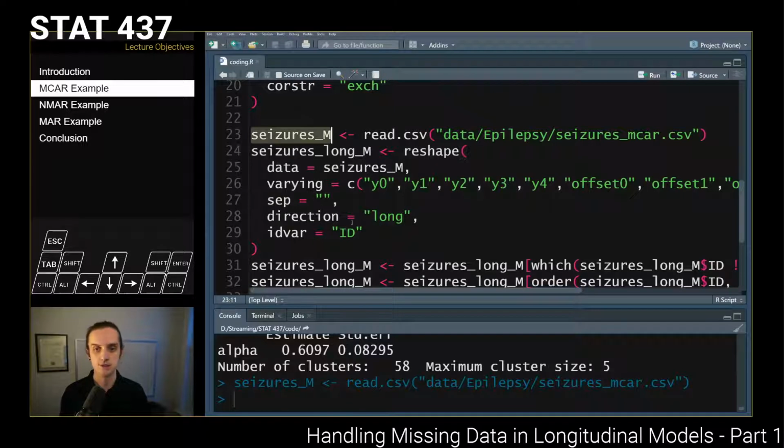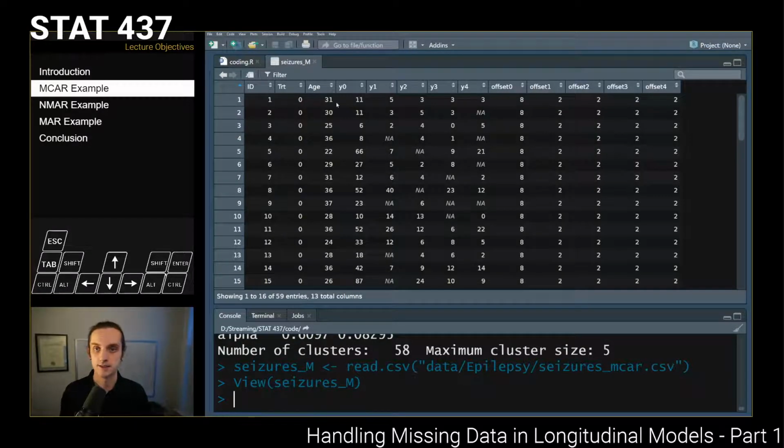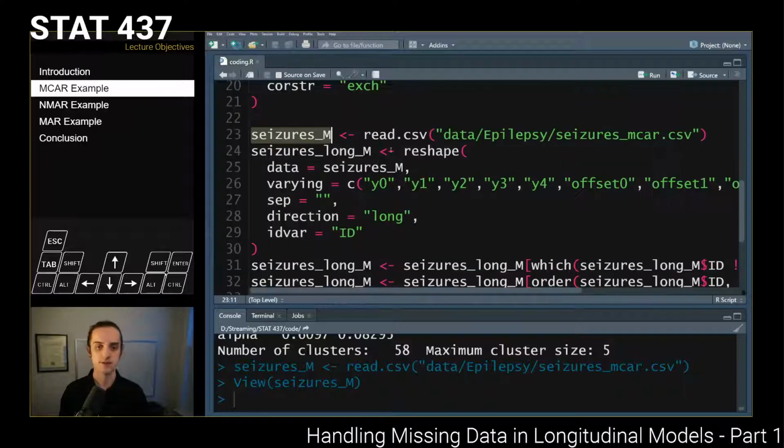Because this seizures M data set, if I just take a look at it quickly, here, you can see it looks exactly like our seizures data set. So we have our ID, our treatment, the age, the 5 y variables, the 5 offset variables. The only difference is that a number of these y variables are NAs now. So those are missing values, right? So it looks exactly the same.